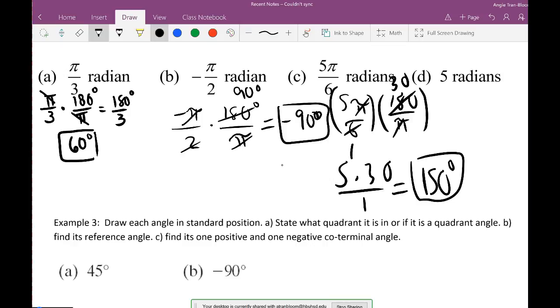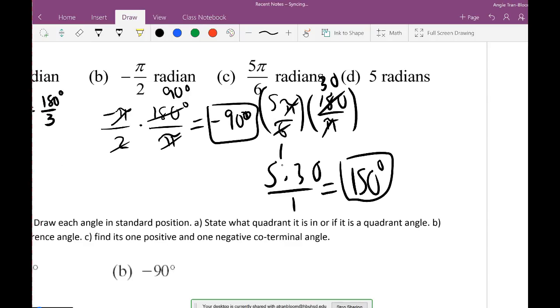Okay, letter D. Letter D is a little bit different from the other 3 because what do you not see in letter D? A pi. Is it okay to not have a pi in my radians? Let me ask you this question. Pi radians equals how many degrees? 180. How much of a circle is that? Half a circle. So pi is half a circle. 180 is also half a circle.